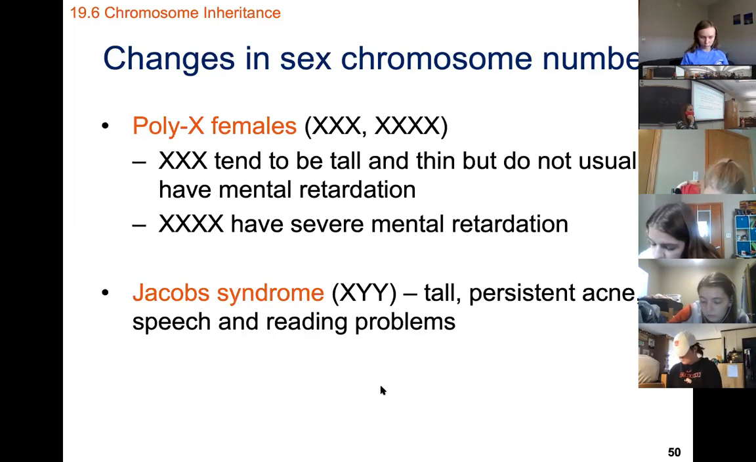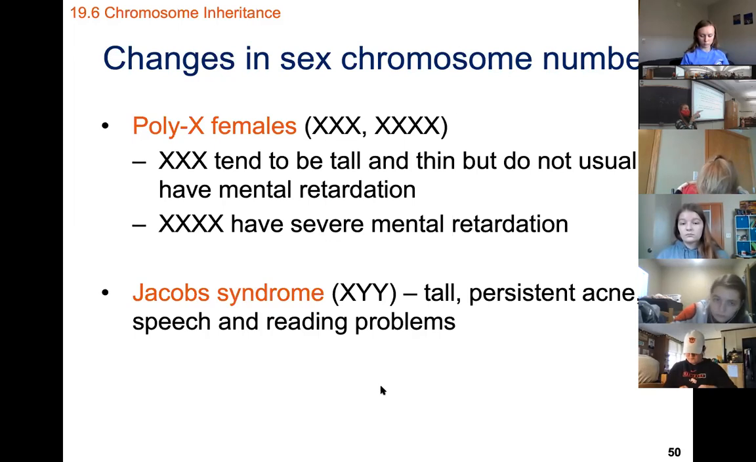Jacob's syndrome, probably named after a guy named Jacob who had this, is where you have an extra Y chromosome in that location. So these are some of those different genetic diseases that happen with the variation of the chromosome number due to non-disjunction, some variation in the way that they were split. If somebody has Jacob's syndrome, they may be tall, they may have persistent acne, they have speech, and maybe some reading process issues.